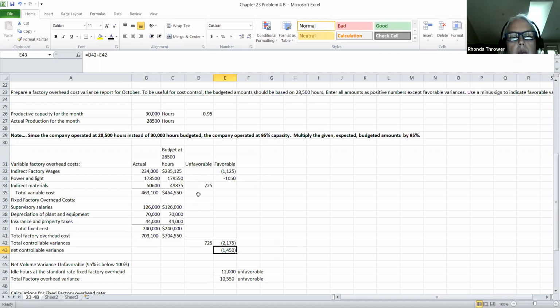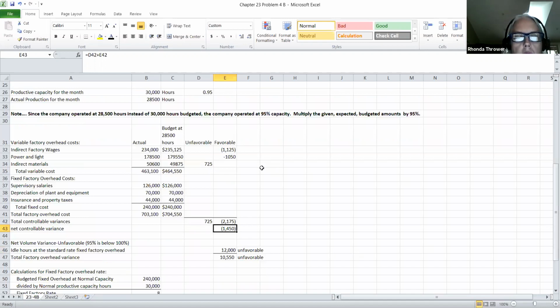There's another way that we could have calculated this. We could have just compared the actual amount of the total variable factory overhead with what was budgeted at 95% of capacity. These two compared, if you subtract them, will give you this very same thing here. So there's really another way that you could have looked at this information and presented it.